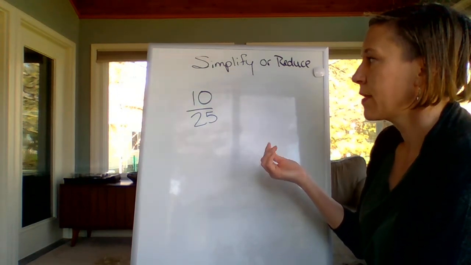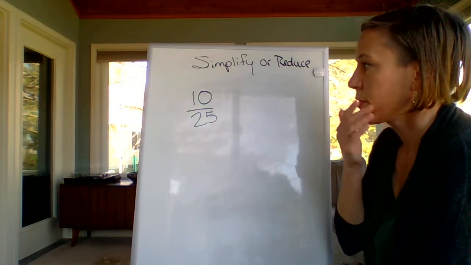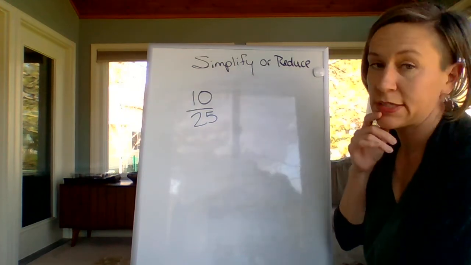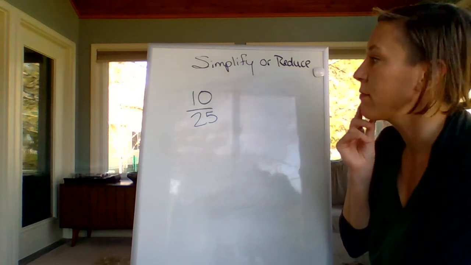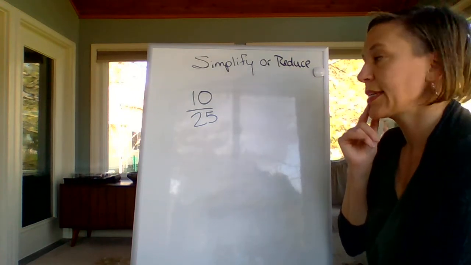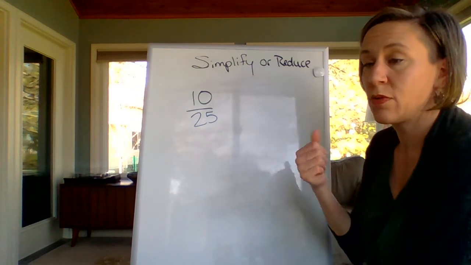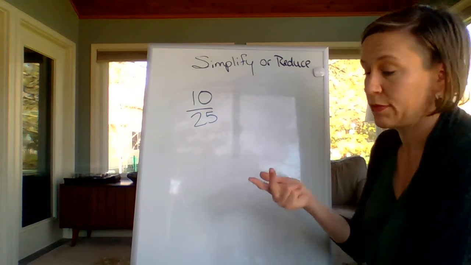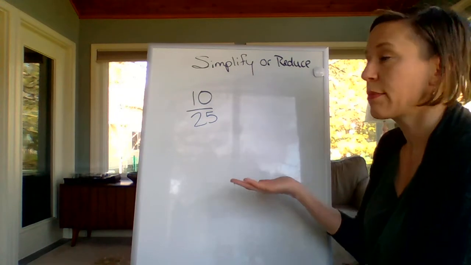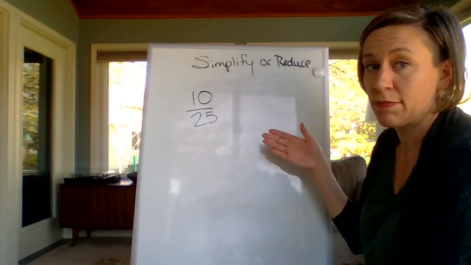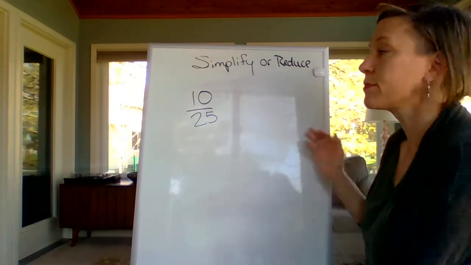So then I could think about 3s. Well, that's not going to work for either of these numbers. If I count by 3s, I don't land on 10 or 25. I could think about 4s. That's not going to work. But if I think about counting by 5s, 5, 10, 15, 20, 25, 30, I'm going to land on both of these numbers. So I can divide both 10 and 25 by 5.